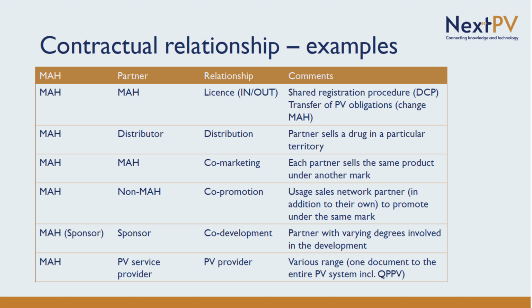Contractual relationship examples. There are various types of contractual relationships where SDEAs are necessary. For example, when two MAHs are involved in a license agreement, they share registration procedures and pharmacovigilance obligations. In distribution agreements, the MAH uses a distributor who might receive safety information, requiring a limited SDEA. In co-marketing agreements, each partner sells the same product under different brand names, necessitating detailed SDEAs. Co-promotion agreements involve using a sales network partner to promote the product, also requiring SDEAs. These examples highlight the need for clear and detailed SDEAs to ensure compliance.